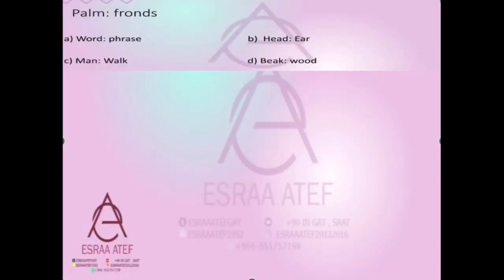Okay, here the first question we have palm and fronts, and we want the two words which have the same relation. Fronts is a part of palm, so we want something which is a part of the other. The word and the phrase is not part of word, it's the opposite relation, so we can't choose it. The only one we can choose is that the ear is a part of the head.